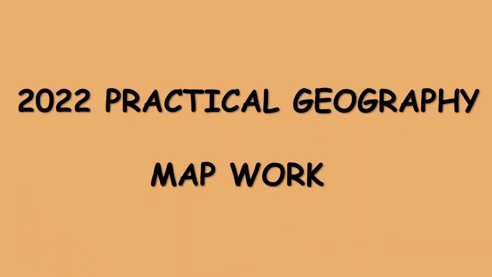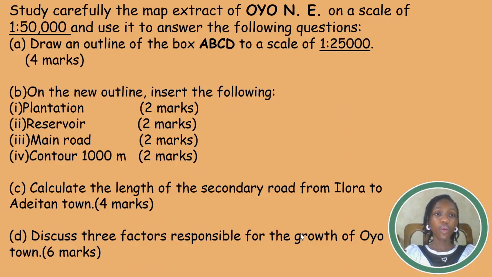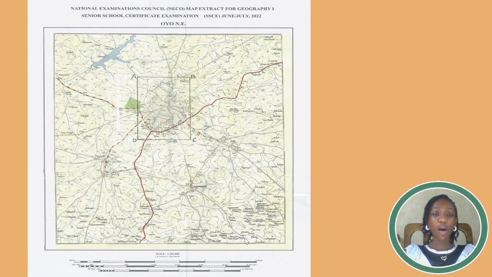Now, moving on to practical geography. Study carefully the map extract of Oyo NE on a scale of 1:50,000 and use it to answer the following questions. A. Draw an outline of the box ABCD to a scale of 1:25,000. Now let's see the map. This is the map of Oyo NE, and the box ABCD the question was talking about is right there.